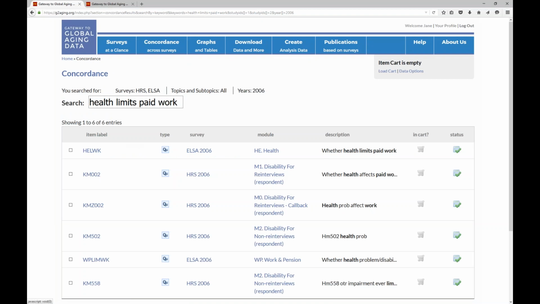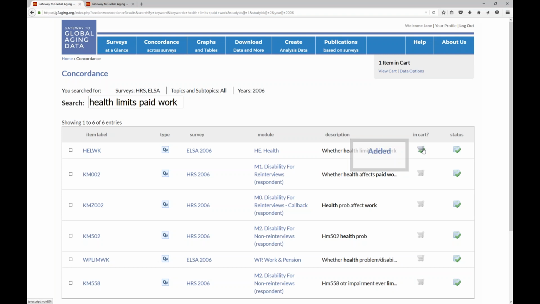And you notice since we're signed in now on my search page, I get two more columns, and one is in cart, question mark, and one is status. And it looks like I've got a check mark status here. What this means is that I've already indicated that I have this data, and I've told the gateway where this data is on my machine. If you have an X here, it just means that you don't have the data currently available, or you haven't included it in your user profile on that data options page where you store the data.